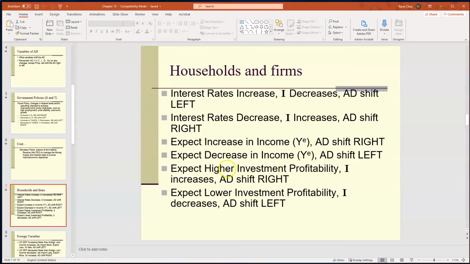Investment profitability. If you have a change in investment profitability to the increase, so if companies think they're going to be making more money, then investment tends to increase and the aggregate demand tends to shift to the right. If you expect investment profitability to decline, then you'll see a decrease in the level of investment and the aggregate demand will shift to the left.